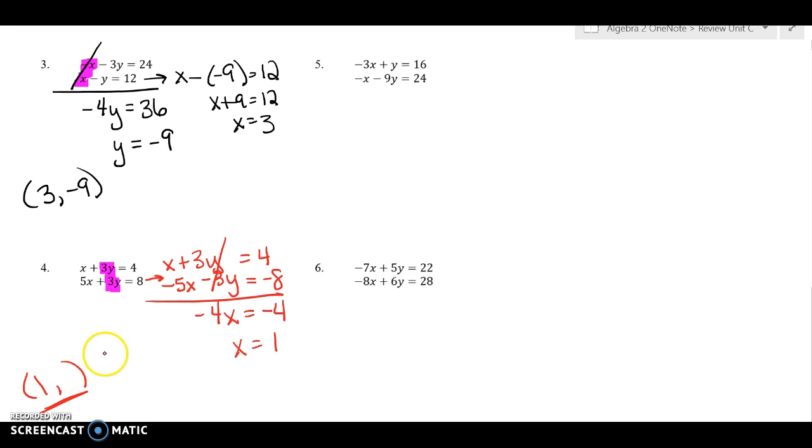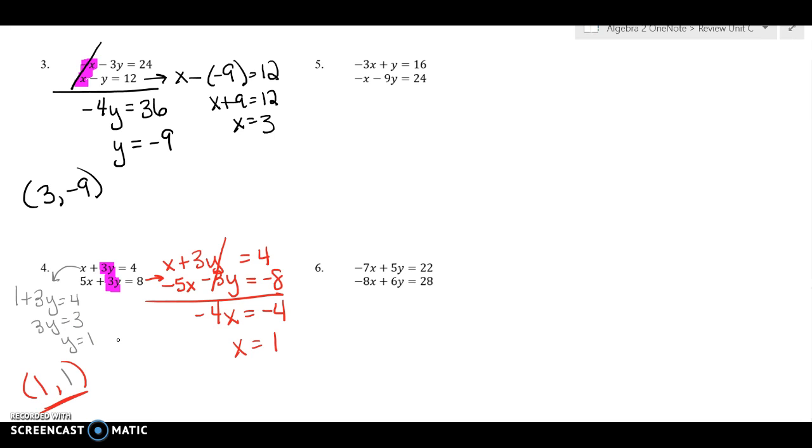Now what I need to do is plug it into one of these equations. I can actually plug it into the first one, the second one, or my changed one. It doesn't matter. I think I'm just going to plug it into my first one. So let me get a different color so we can see. I'm going to do 1 plus 3y equals 4. So 3y is 3. So y is also 1. And that's it. So if you don't have the same sign, you can make the same sign.